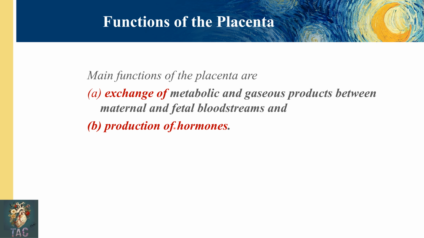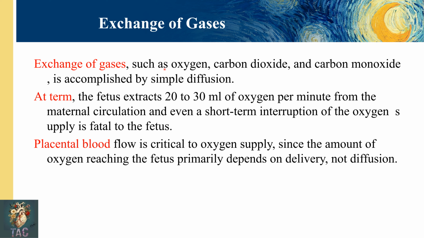So what are the functions of the placenta? The main function of the placenta is exchange of metabolic and gaseous products between the maternal and fetal bloodstream, and also very important is production of hormones. Exchange of gases such as oxygen, carbon dioxide and carbon monoxide is accomplished by simple diffusion. At term, the fetus extracts 20 to 30 ml of oxygen per minute. This is also your MCQ. It extracts this from the maternal circulation, and even a short-term interruption of oxygen supply is fatal to the fetus.